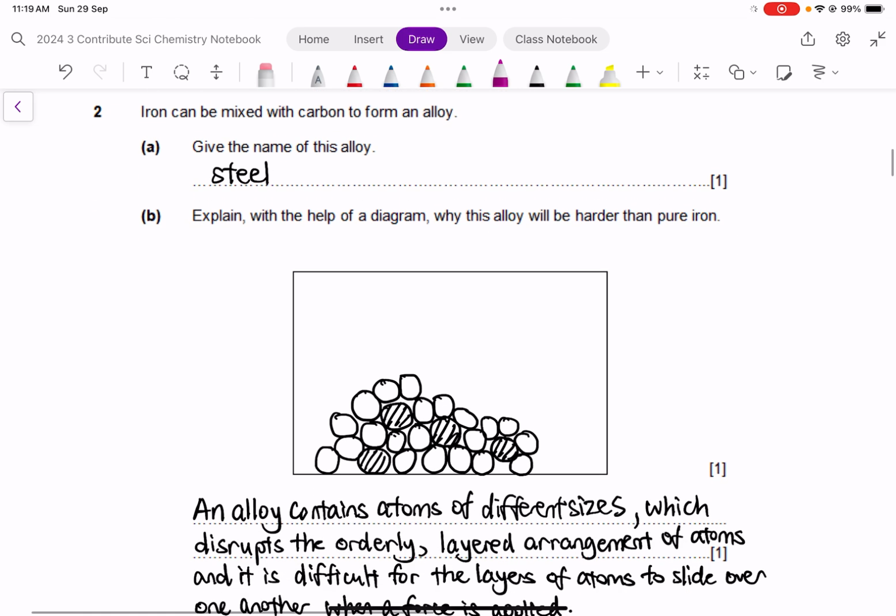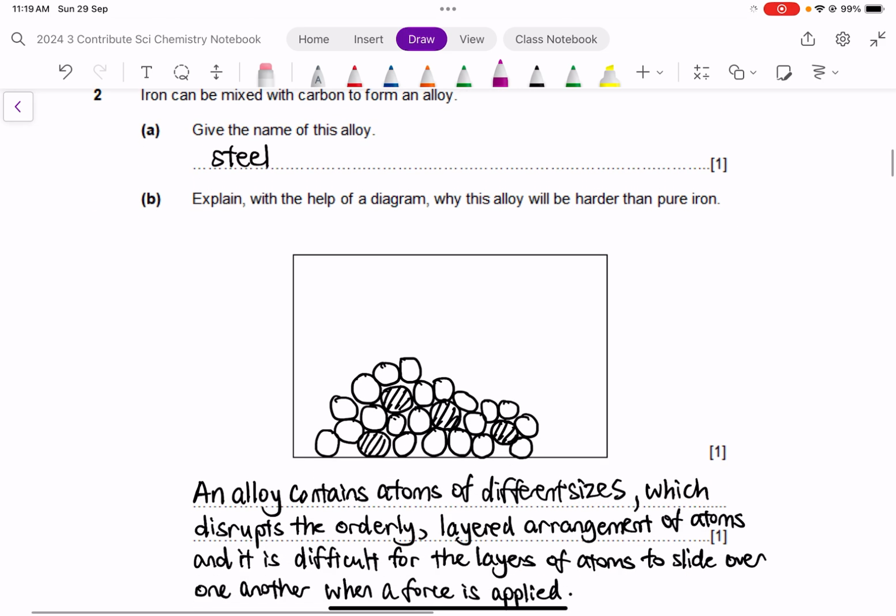Now for question 2, you are told iron can be mixed with carbon to form an alloy. So it's always a good practice to highlight the keywords in a question. And the keywords are usually the chemical names like iron and carbon. So iron and carbon are elements which are mixed together to form the alloy called steel. So steel is made up of iron and carbon.